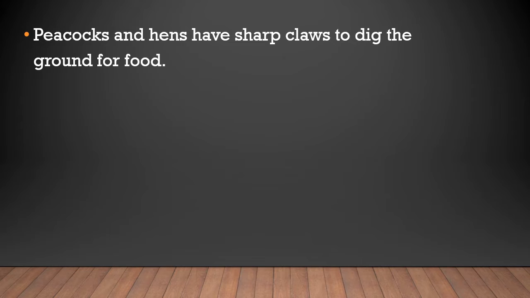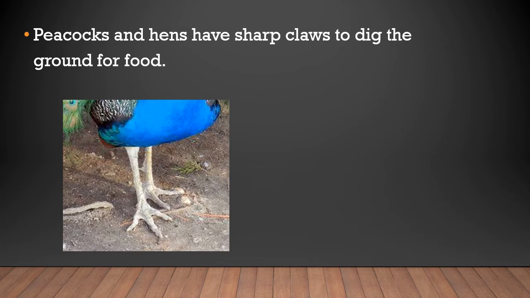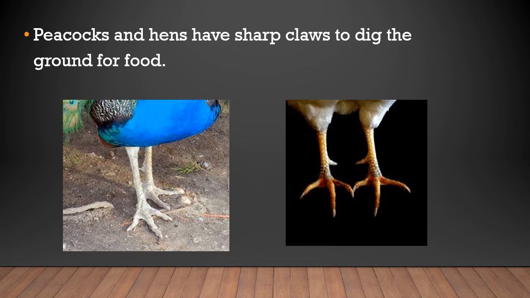The second type is peacocks and hens, which have sharp claws to dig the ground for food. The nail-type ending is very sharp, which helps them to dig in the ground so that they can eat the worms in the ground. The first picture is an example of the peacock and the second picture is of the hen.